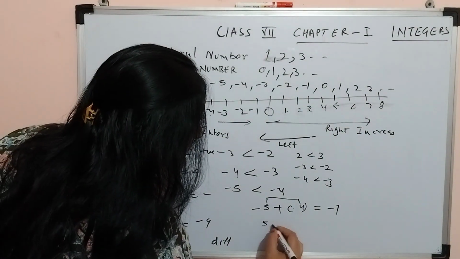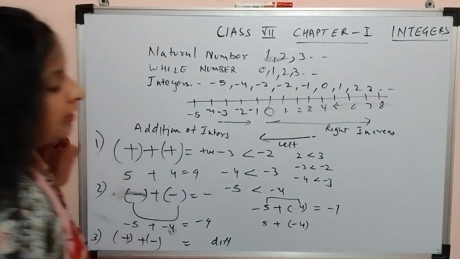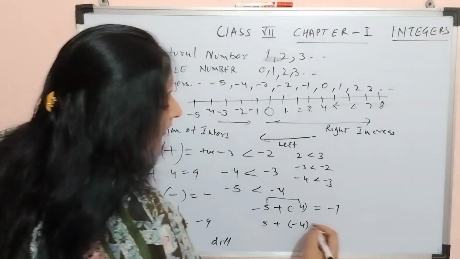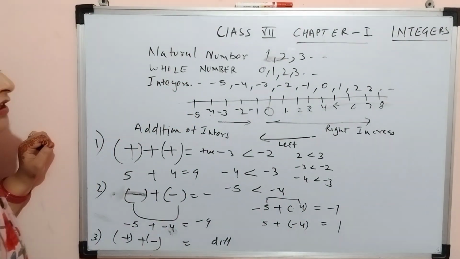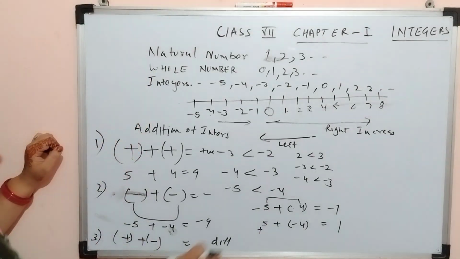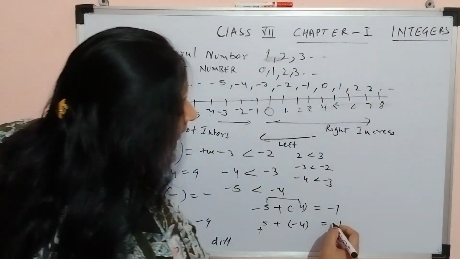If you have 5 plus -4, then again you will get the difference. 5 minus 4 is 1 and you will take the sign of the greater value. 5 is a greater value, so the sign here will be positive.